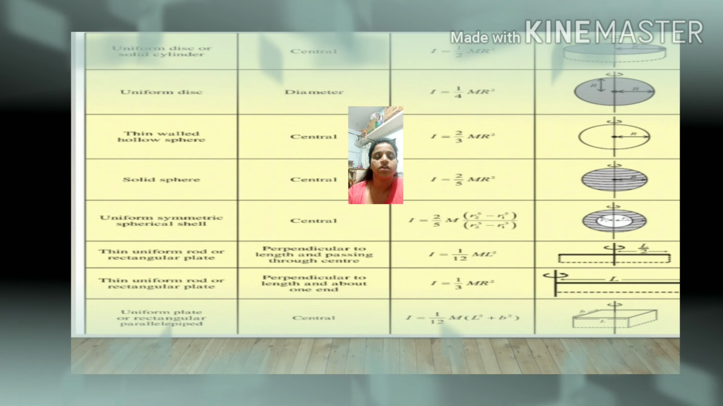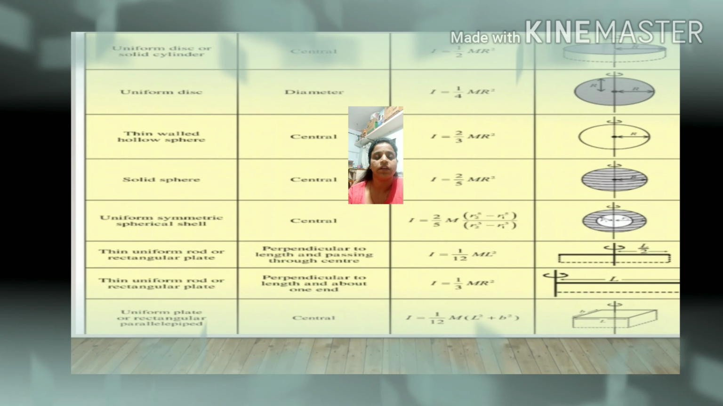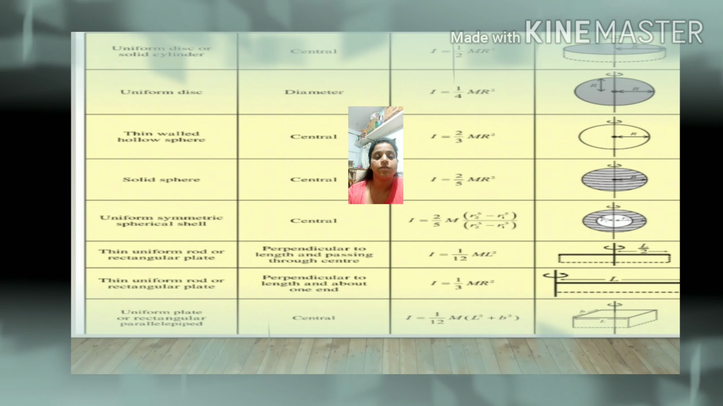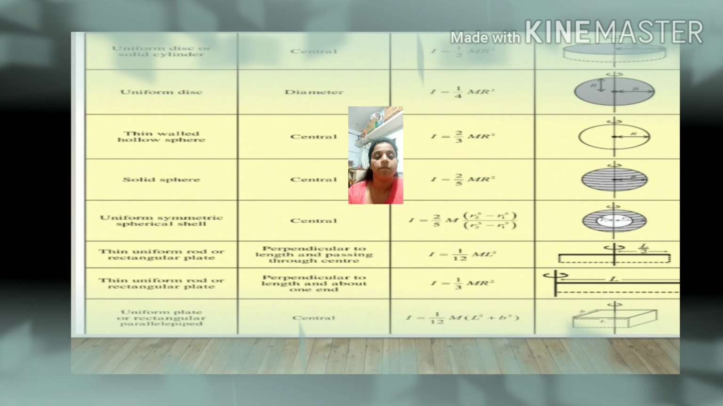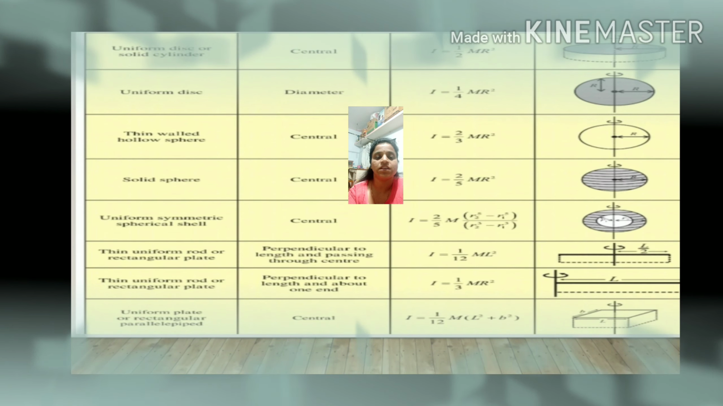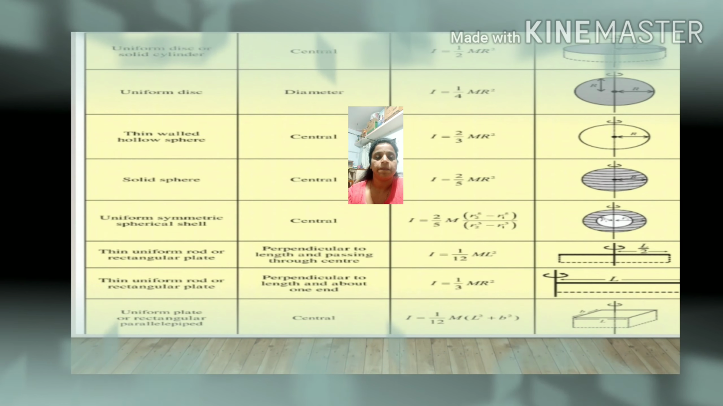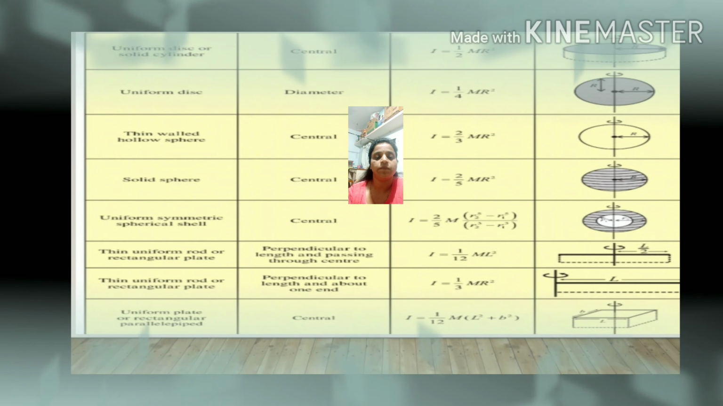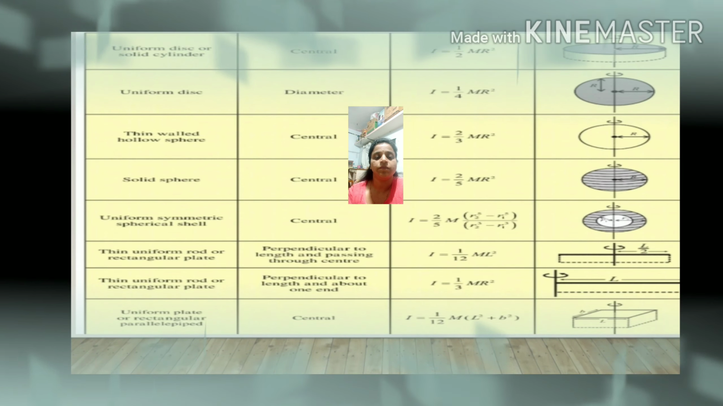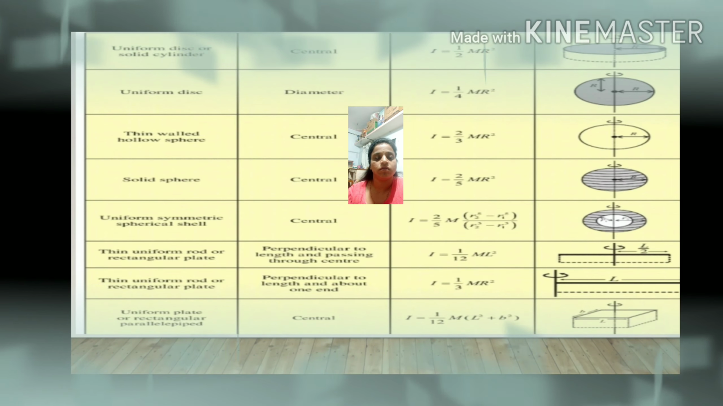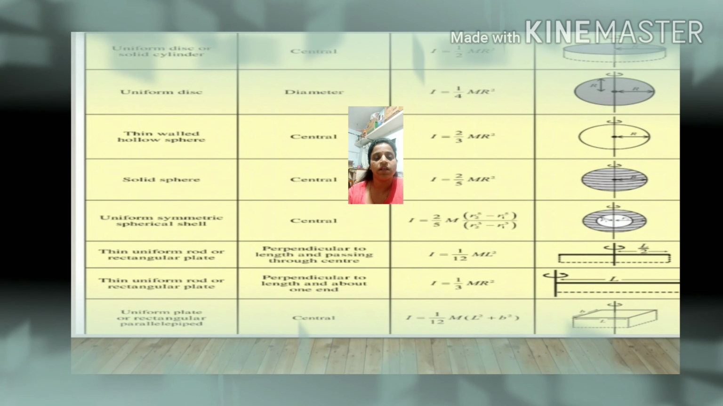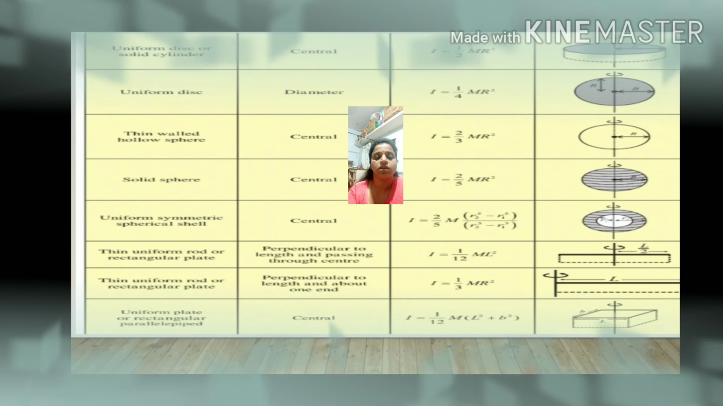The next expression is for a thin uniform rod or rectangular plate, but the axis of rotation is perpendicular to the length and about one end. Here the axis of rotation is about one end. So the expression is I equal to 1 by 3 mr square. See here in the figure, the whole length of the rod is on one side of the axis of rotation.